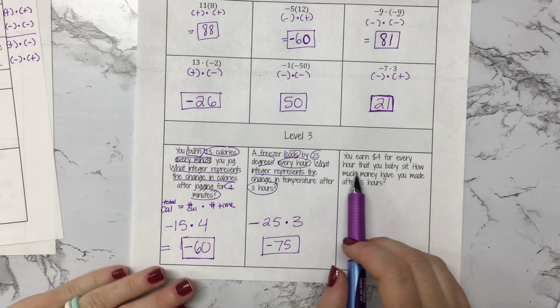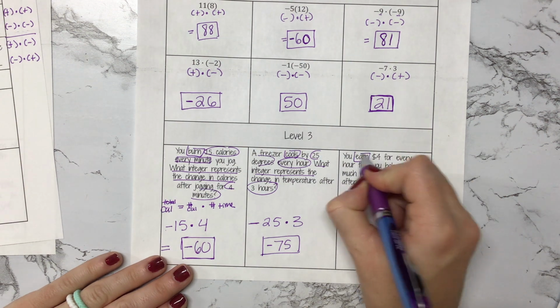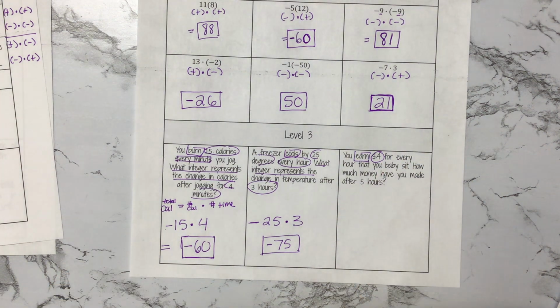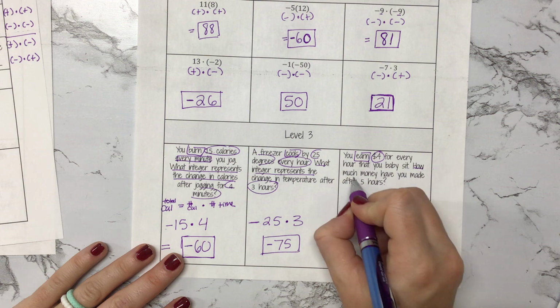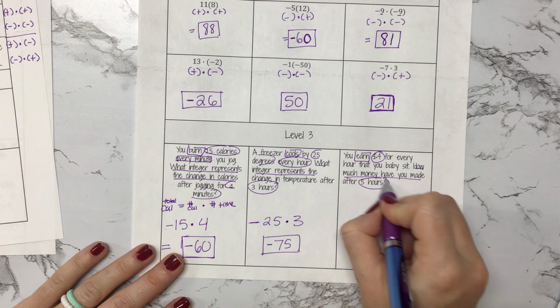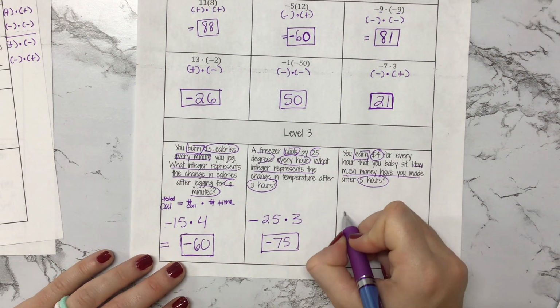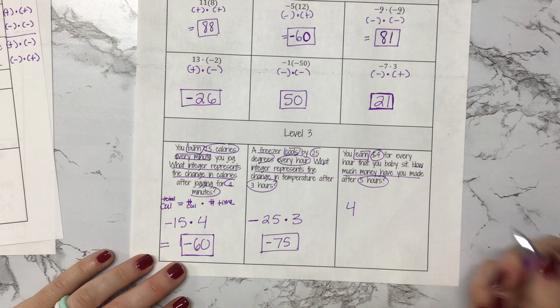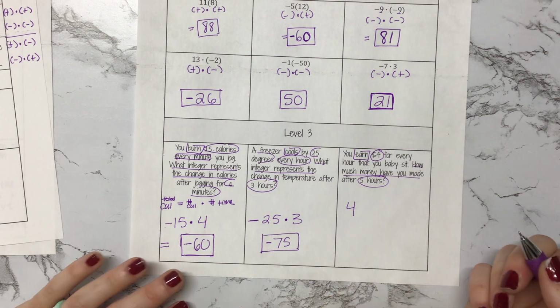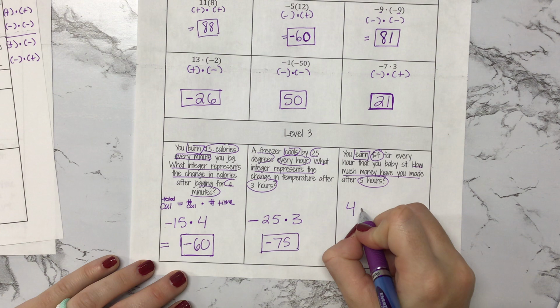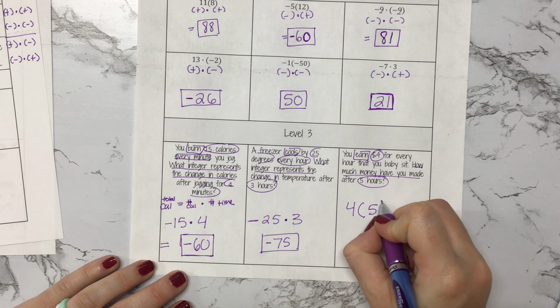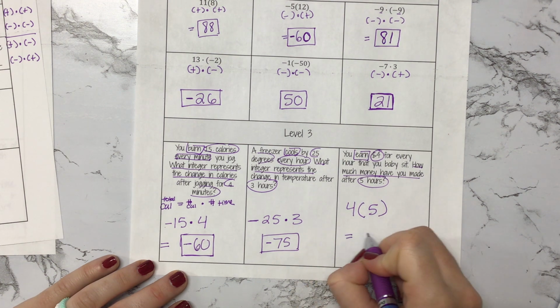All right, last one. You earn $4 for every hour that you babysit. How much money do you have after 5 hours? So we're going to take that $4 we earn, that's a positive money, times the 5 hours. 4 times 5 is 20.